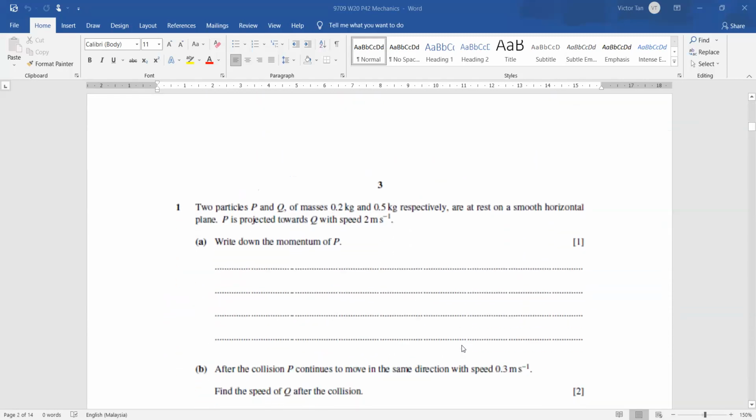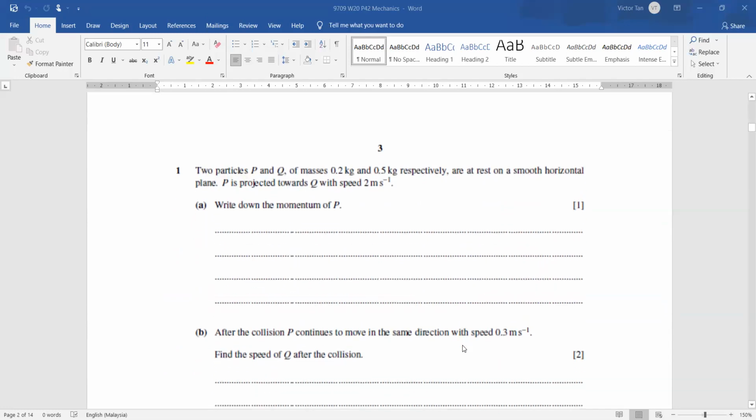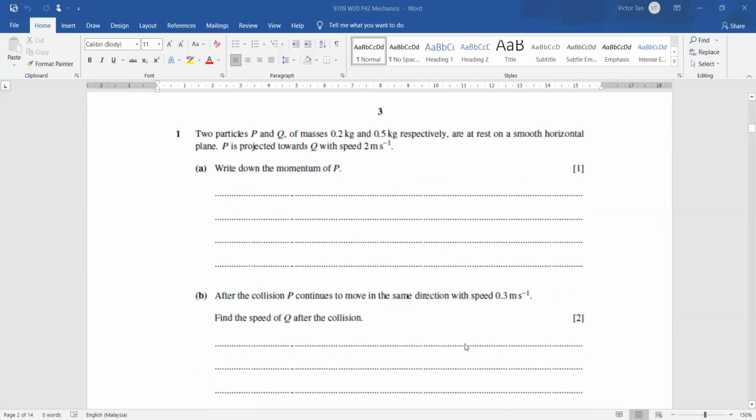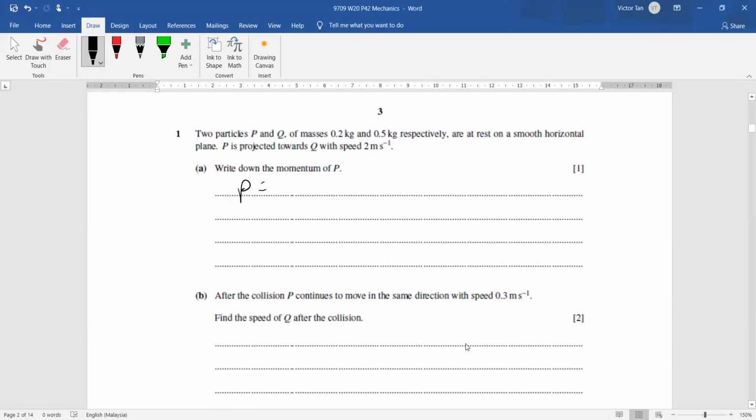Two particles P and Q of masses 0.2 and 0.5 kilogram respectively are at rest on a smooth horizontal plane. P is projected towards Q with speed of 2 meters per second. Write down the momentum of P. The momentum is 0.2 times 2, which is 0.4 kilogram meters per second.